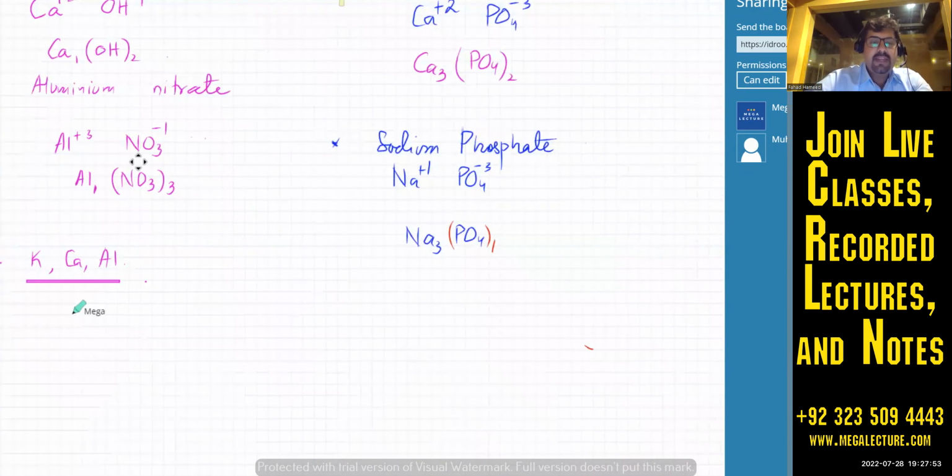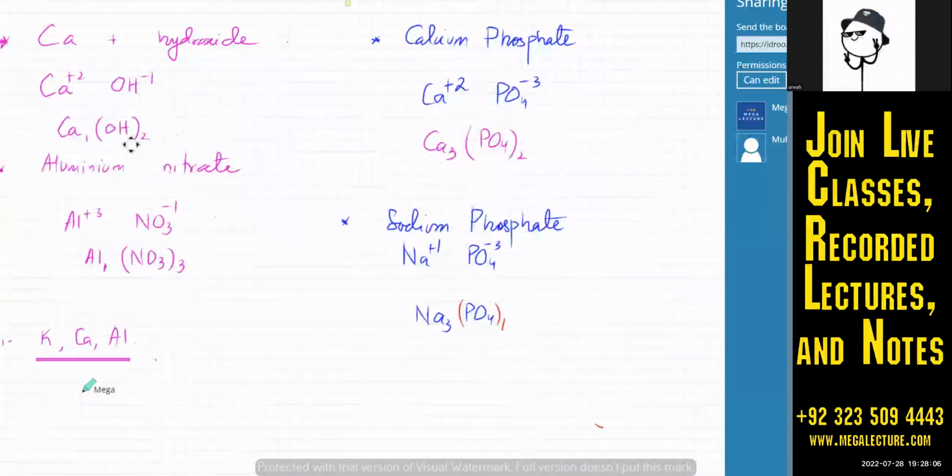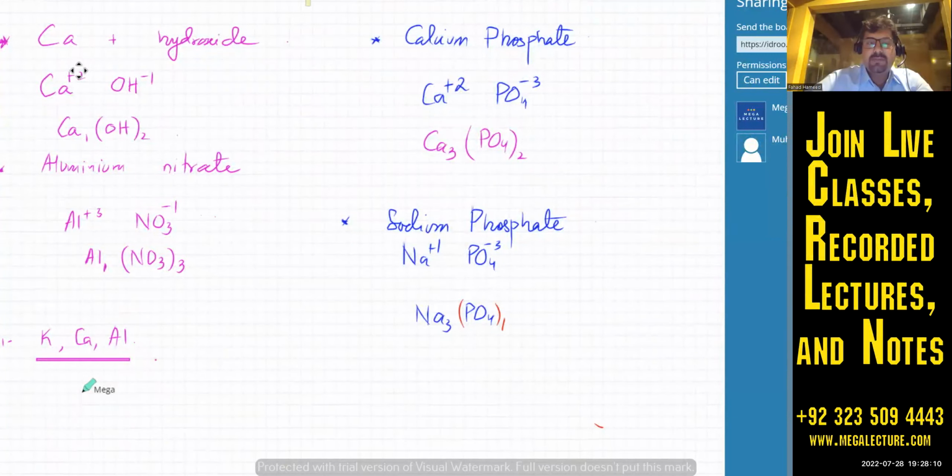But aluminium and nitrate: this is +3, so there would be 3 NO3s, right? So you have to put a bracket and then say that it's 3. So here it's very important to write brackets. Is that clear? Yes, sir. Over here, it's very important to write brackets because OH was -1, calcium was +2. 2 means that there would be 2 OH, right? So even over here, it's very, very important to add brackets.